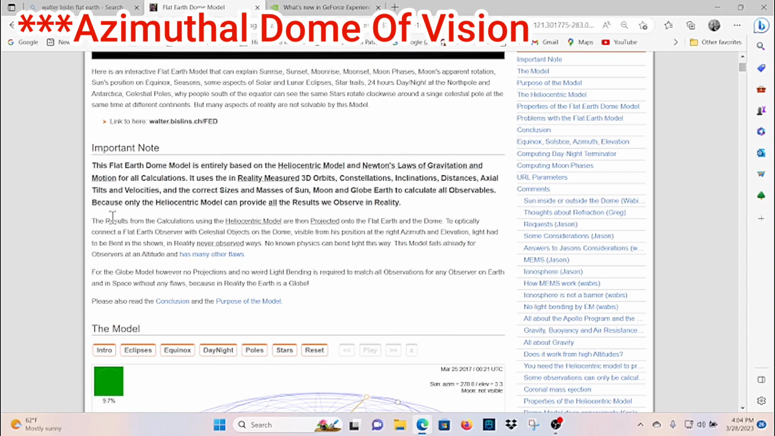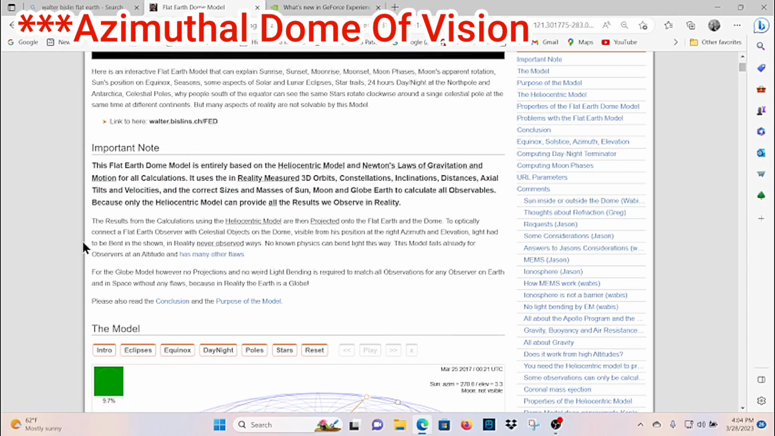The results of the calculations using the heliocentric model are projected onto the flat Earth and the dome to optically connect the flat Earth observer with the celestial objects on the dome, visible from positions at the right azimuth and elevations. Light has to bend in the shown, in reality never observed ways. So keep that in mind. No known physics can bend light in this way. This model fails already for observers at altitude and has many other flaws.